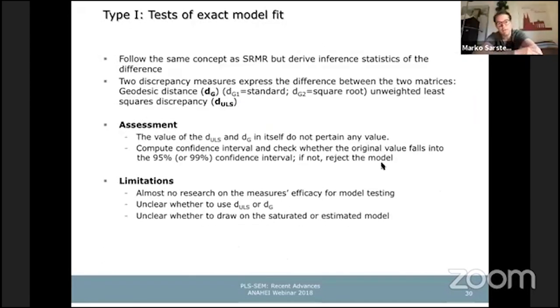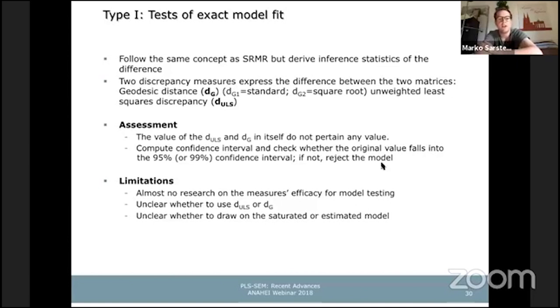A similar situation emerges for the distance measures. This is like in a cluster analysis where you have data and you compute distances between two data points. Same thing here: we want to compute the distance between the empirical correlation matrix and the model implied correlation matrix. There's an almost infinite number of distance measures that you can use. Theo Dijkstra and Jörg Henseler proposed a geodesic distance and an unweighted least squares distance, because prior researchers used related measures, but they could have also used other measures.